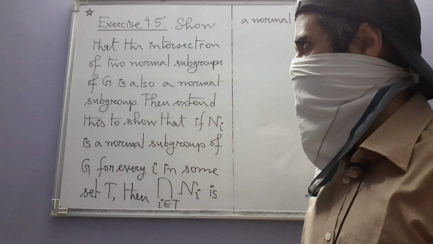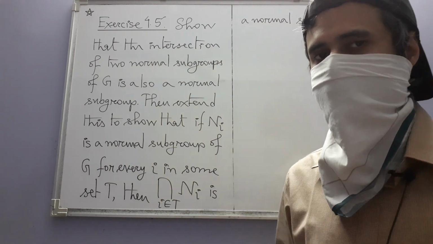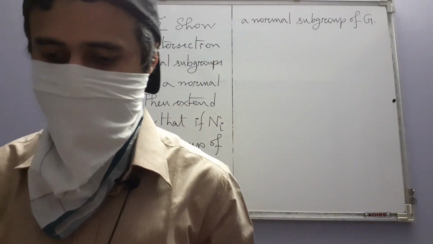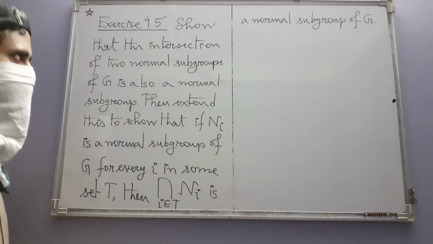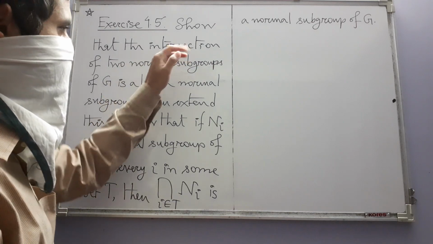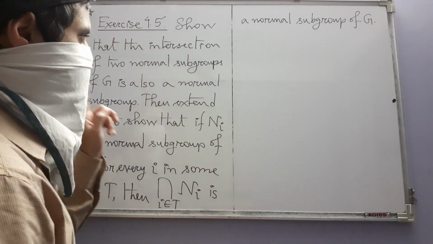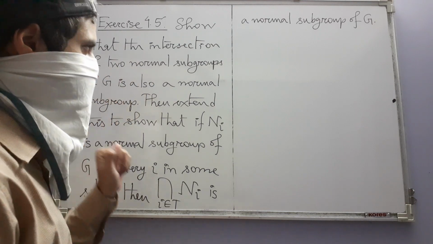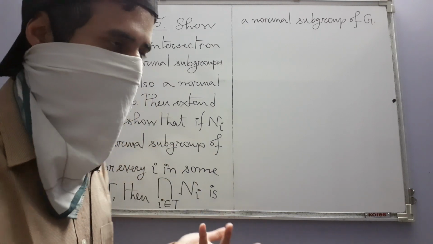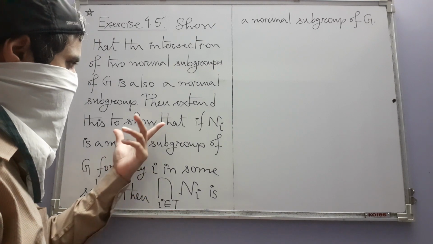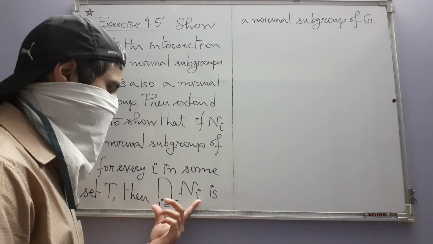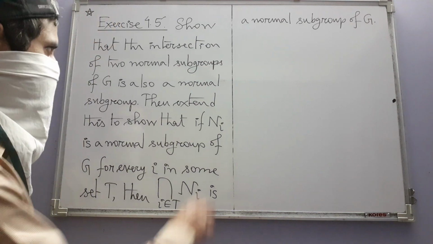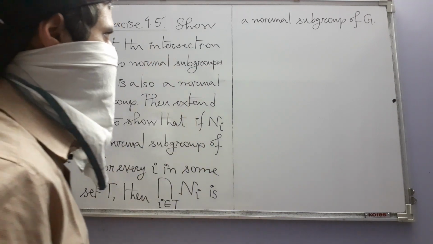Okay, so let's now continue our exercises on normal subgroups. In this next one, we have two things to prove. The first is that the intersection of two normal subgroups in a group G is itself a normal subgroup, and then we have to extend this result to the intersection of any number of normal subgroups. So let's do the first part.